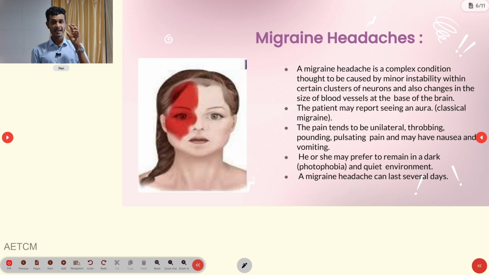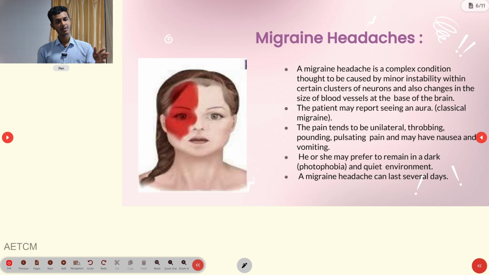The person with migraine headache may report seeing an aura. Aura means a set of clinical manifestations or symptoms that occur before the headache. In migraine, the person may feel some blackout or see flashing lights. Those are the auras that occur in migraine. The location of the pain is unilateral, so it affects one side only. The nature of the pain is throbbing, bounding, pulsating pain, and that may be associated with nausea and vomiting.